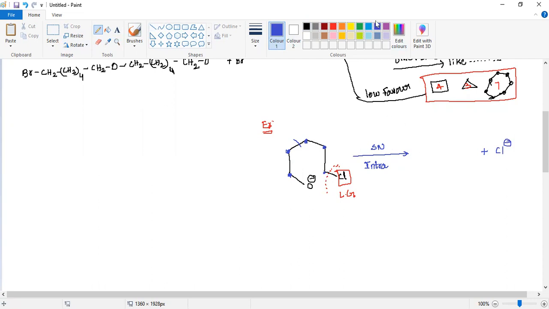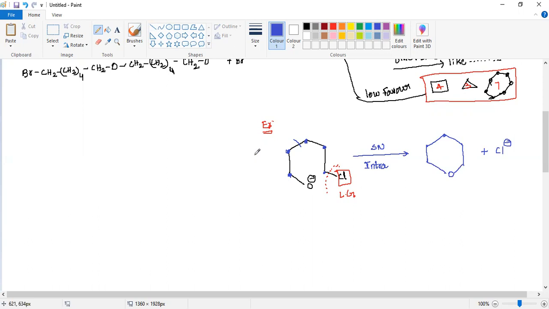So simply how can we write that compound? C, C, C. Here also there is a C. You see that carbon, like this. So the product is obtained like this.